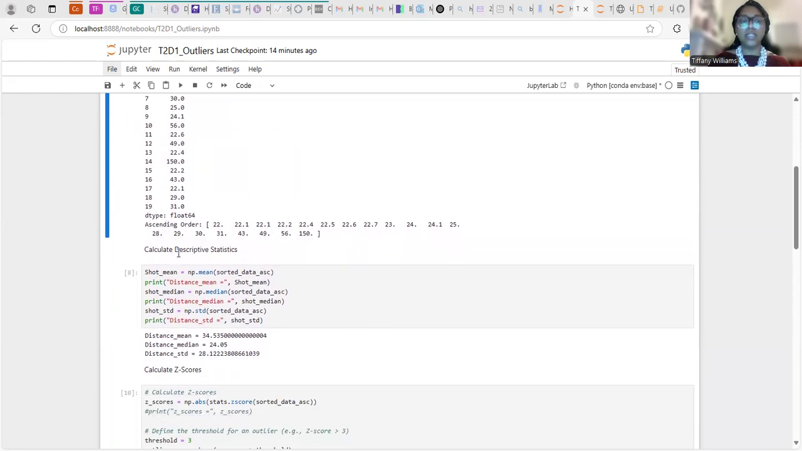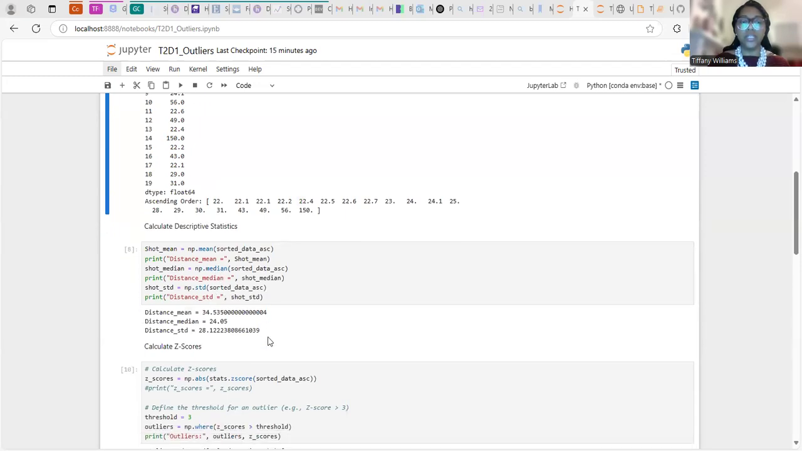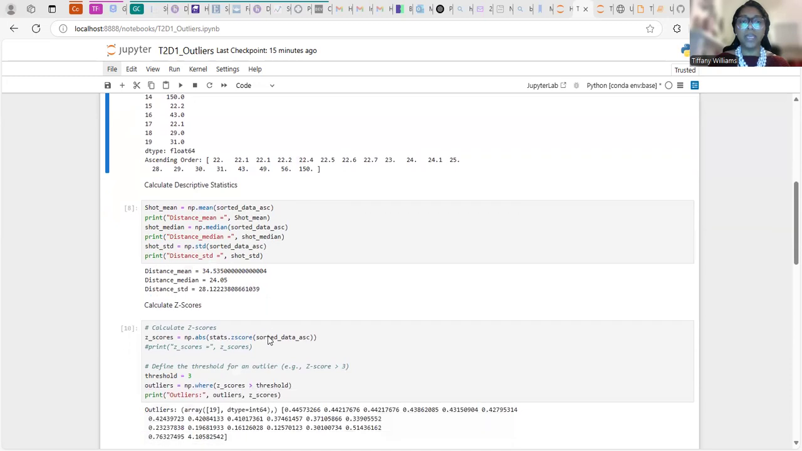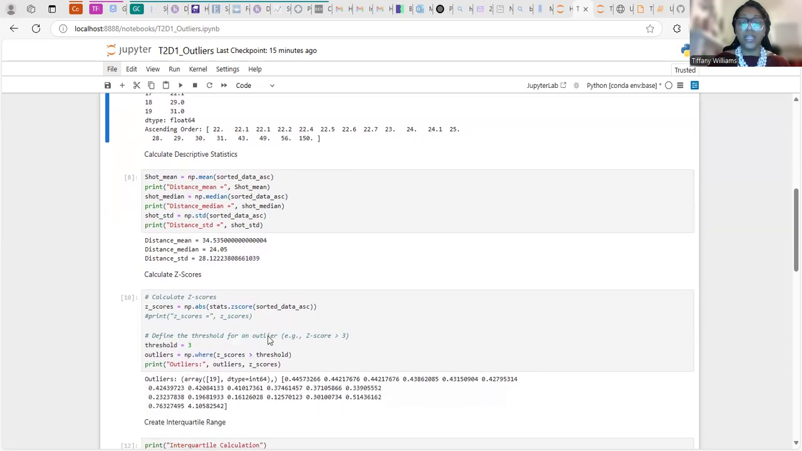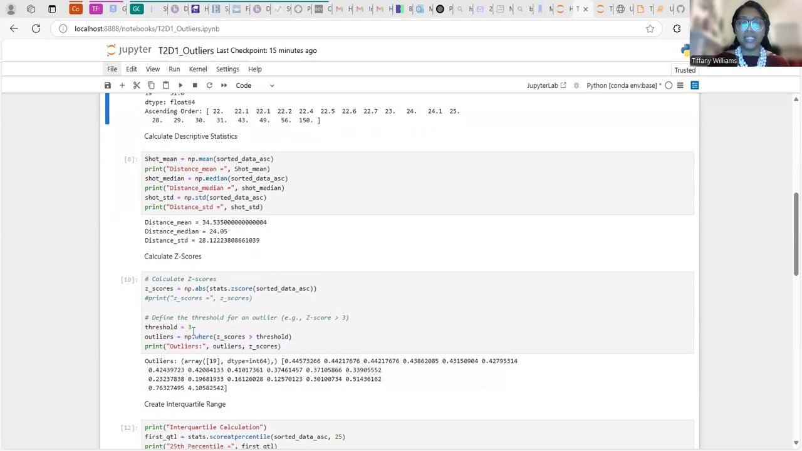Next, I calculated some descriptive statistics: the mean, the median, and the standard deviation, as you can see here. Next, I calculated the z-score, so I went ahead and defined that z-score calculation, and I set the threshold for 3, as well as defined the outliers.